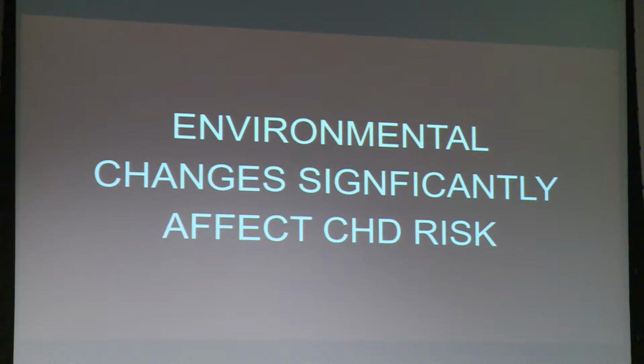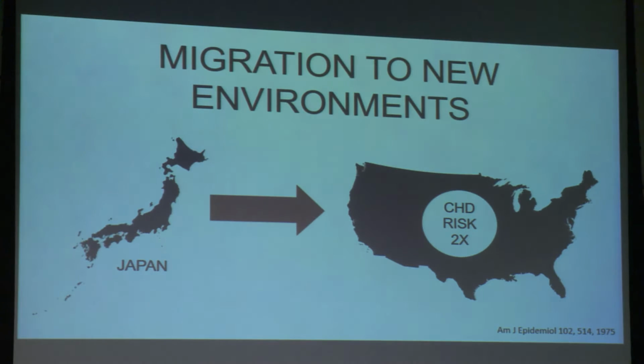So why do we say that? The first line of evidence comes from the United States, where people from Japan, particularly from Hiroshima, moved to the islands of Hawaii and then to San Francisco. And when people moved from one environment to another, there was actually a great increase in the risk for coronary heart disease.